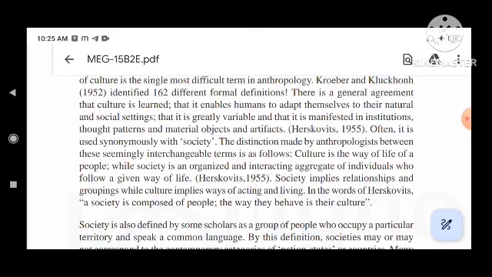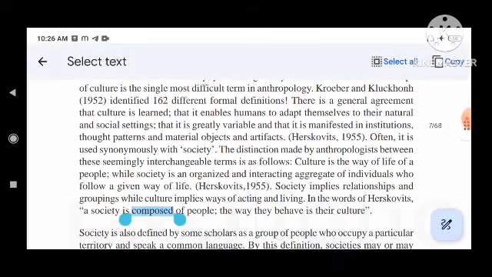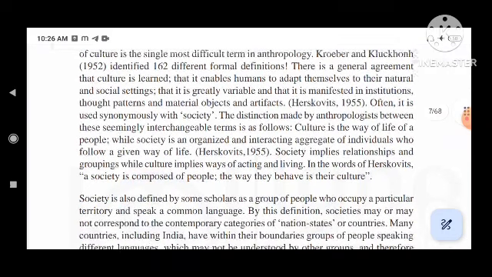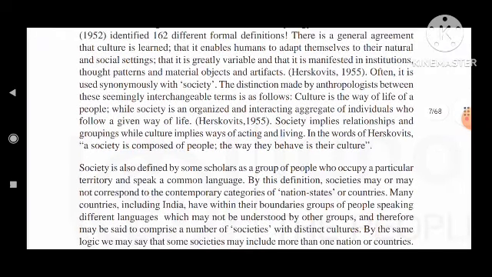So what is culture and what is society? Culture is the way of life of a people, while society is an organized and interacting aggregate of individuals who follow a given way of life. That is Herskovits' definition in 1955.